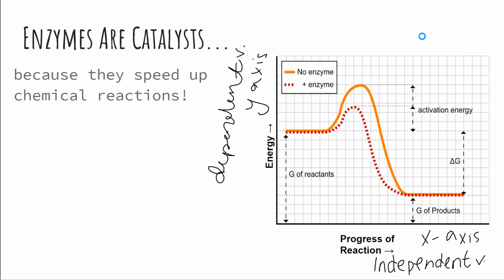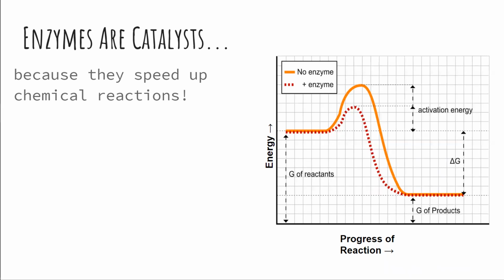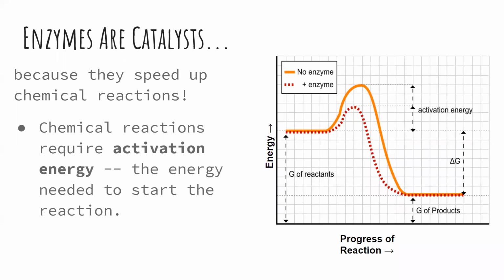So any chemical reaction, let's use this graph and say that we're trying to break down some food, right? With an enzyme, we can break down that food much faster than without an enzyme. But how? How does that actually happen? How do we actually do that? How do enzymes actually speed up the reaction? Well, all reactions actually have an activation energy. And that's the energy needed to start the reaction.